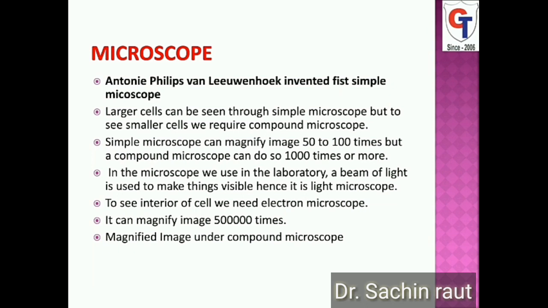Now, the microscope we use in a laboratory: a beam of light is used to make things visible, hence it is a light microscope. What is meant by light microscope? In the light microscope, a beam of light is used to make things visible. So the beam of light used in the light microscope does this: whatever object we want to see, it makes it visible.